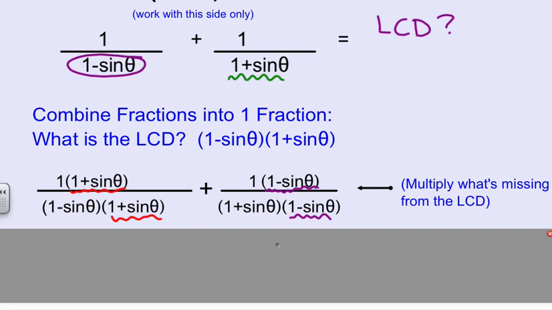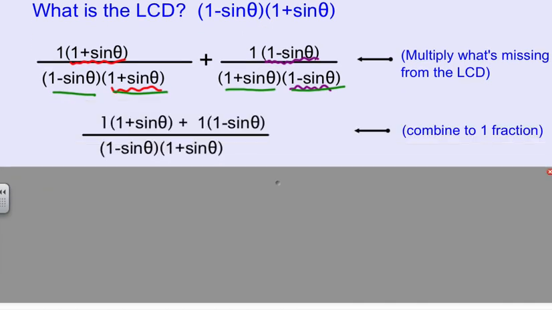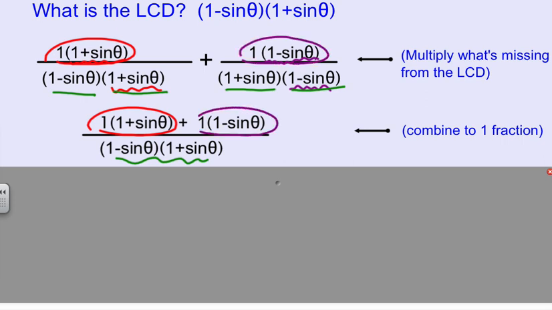Are the 2 fractions exactly alike? Do I have a 1 minus the sine of theta, a 1 minus the sine of theta? Yep. Do I have a 1 plus the sine of theta and a 1 plus the sine of theta? Yep. I'm good to go. I can combine these 2 fractions into one fraction. So that's what it looks like. Here's my LCD. And then I have my 1 plus the sine of theta times 1, and I have my 1 times the quantity of 1 minus the sine of theta.